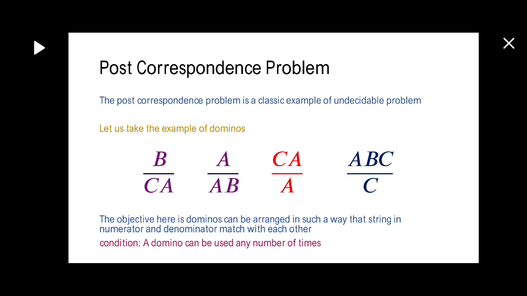So we have four different dominoes, where in the first domino you have B in the numerator and CA in the denominator. And in the second domino you have A on the numerator and AB on the denominator, and so on. The condition is that you can use these dominoes any number of times, but finally you have to make the numerator string and the denominator string equal. So that's the scenario here.